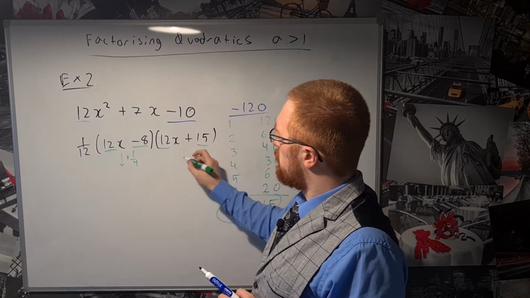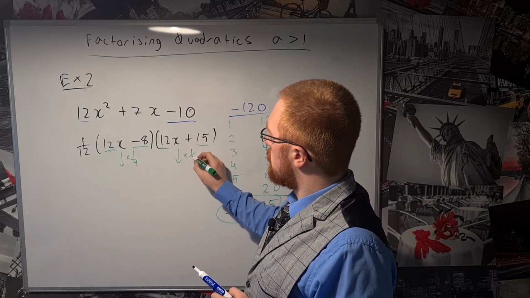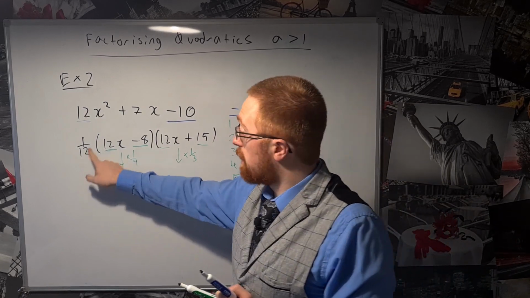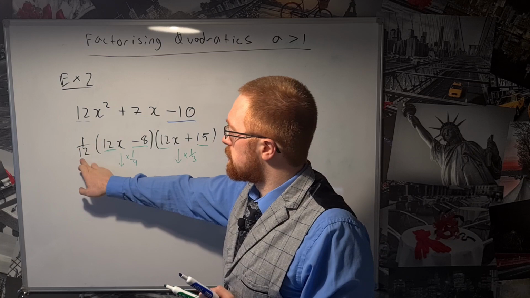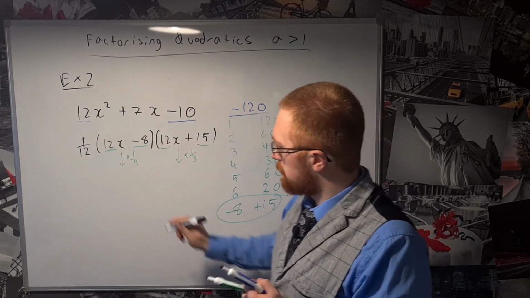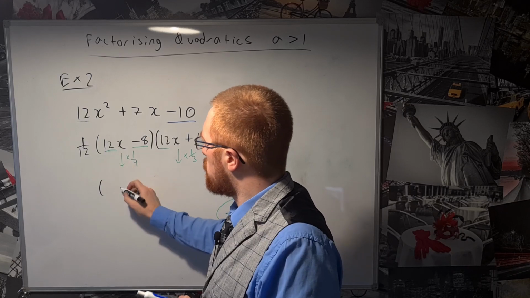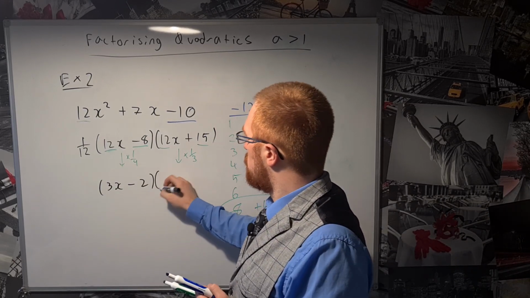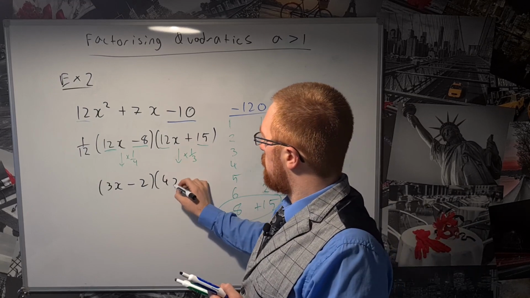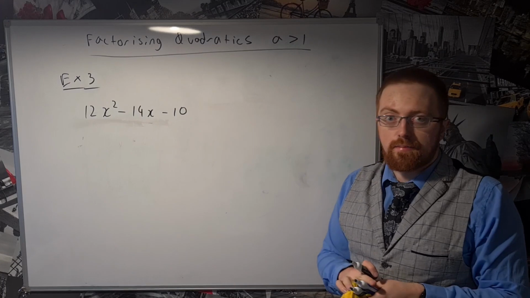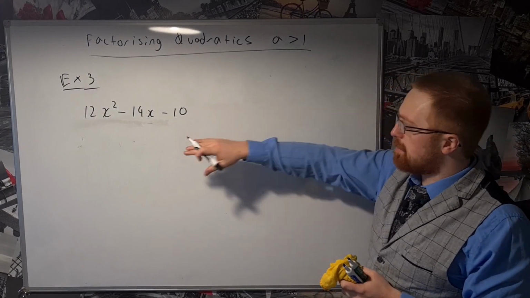Highest common factor of 12 and 15 is 3. So we're going to times by a third. Again, a quarter times a third is a 12th. So we're splitting this fraction and incorporating it into the two brackets as we reduce them down. So 12 times by a quarter is 3x minus 2, then times the second bracket by a third, 4x plus 5. And we're done.